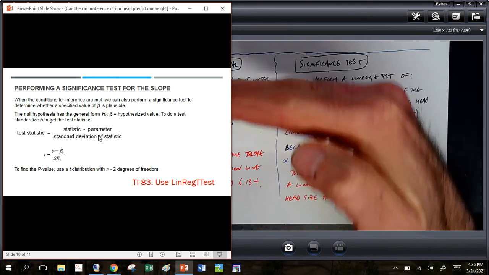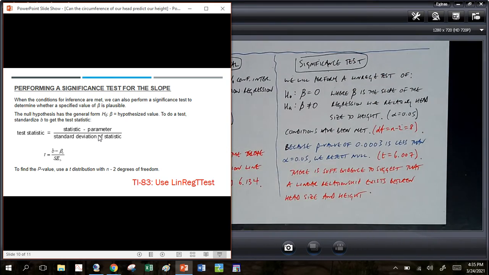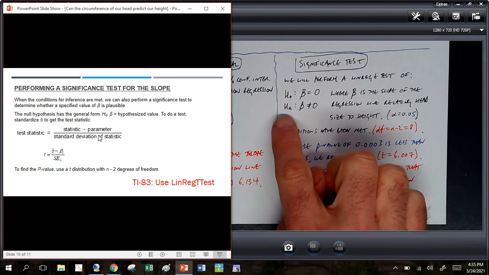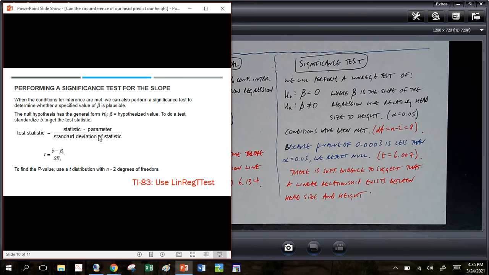That's like a horizontal, flat line where there would be no linear correlation. The alternative says that beta is not going to be equal to 0. That means there's going to be some positive or negative slope going on, and therefore some positive or negative correlation. So those are our two hypotheses.